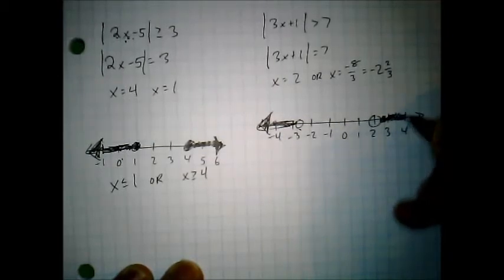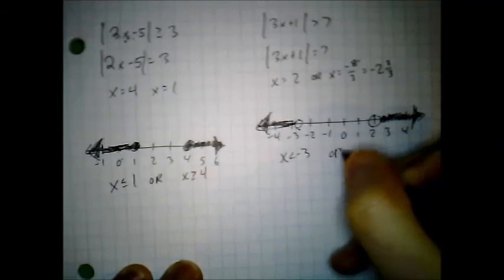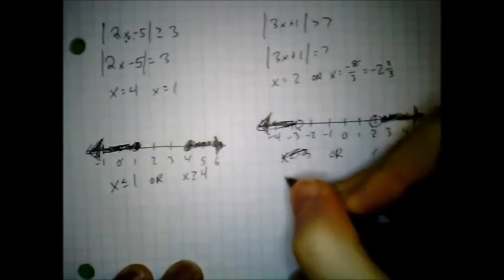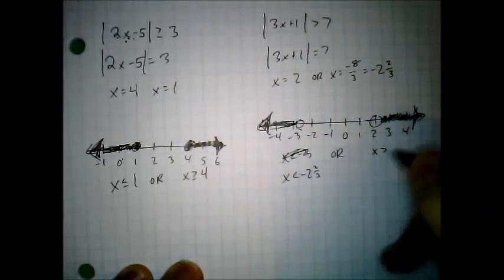This is exactly what I expected. We're going off to the outside. x is less than negative 3. Or sorry, not negative 3. x is less than negative 2 2/3, or x is greater than 2.